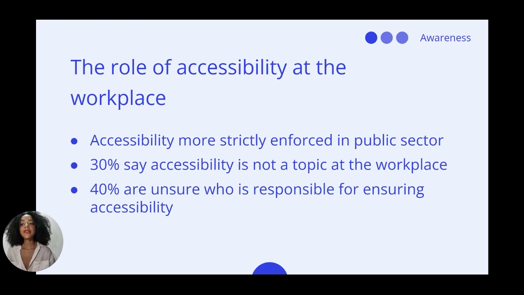In the public sector, accessibility guidelines are in place more often and enforced more strictly. Our results point at a lack of support and a diffusion of responsibility at the workplace. For 30%, accessibility is not a topic at the workplace, and about 40% didn't really know whether it was them or someone else who was responsible for ensuring accessibility.